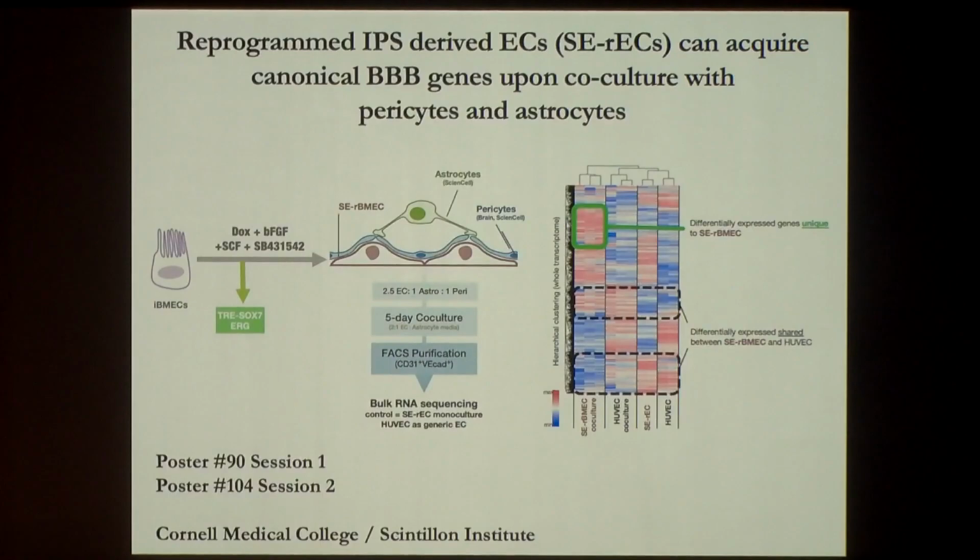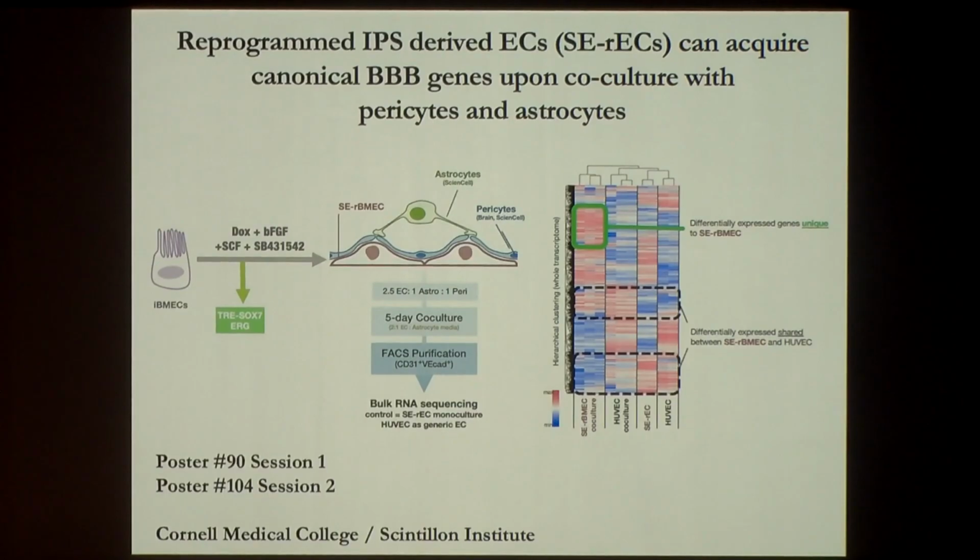The second approach that we've taken, and this is in collaboration with Cornell, Raphael and the Scintillon Institute, and there are 2 posters in this session about this, is to take the protocol that generates these epithelial-like cells and then force them to become endothelial through expression of the 2 EC-specific transcription factors, SOX7 and ERG. And what's interesting is once you generate these generic endothelial cells, if you co-culture them with pericytes and astrocytes, we find that this co-culture is sufficient to drive some of the BBB characteristics in these cells.